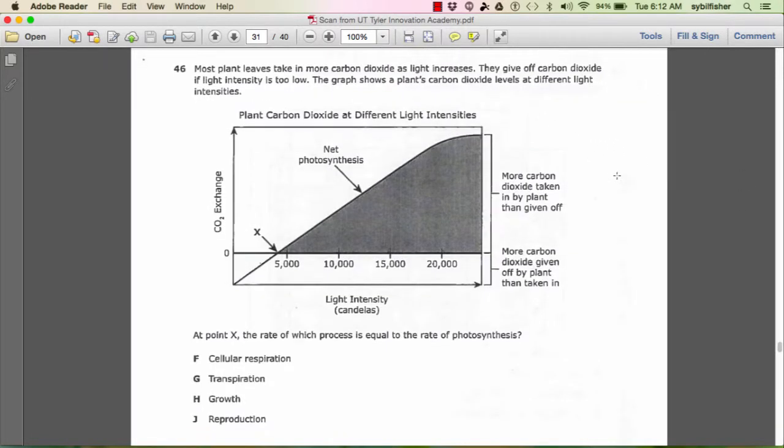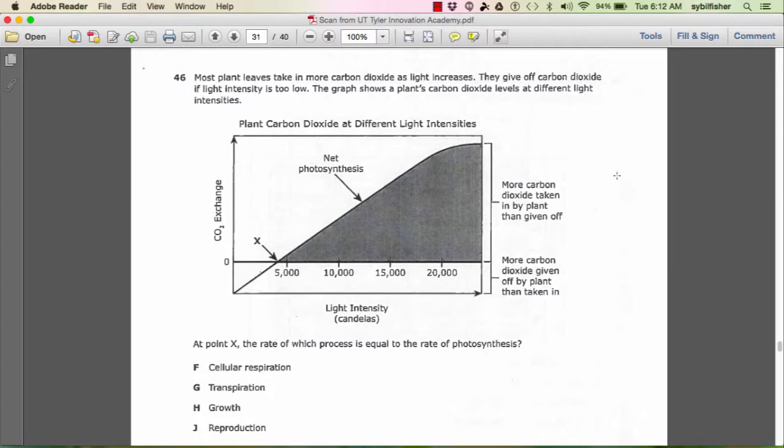Number 46. Most plant leaves take in more carbon dioxide as light increases. They give off carbon dioxide if light intensity is too low. The graph shows a plant's carbon dioxide levels at different light intensities. At the top of the chart, plant carbon dioxide at different light intensities. On the right, more carbon dioxide taken in by plant than given off. Bottom right, more carbon dioxide given off than taken in by plant.